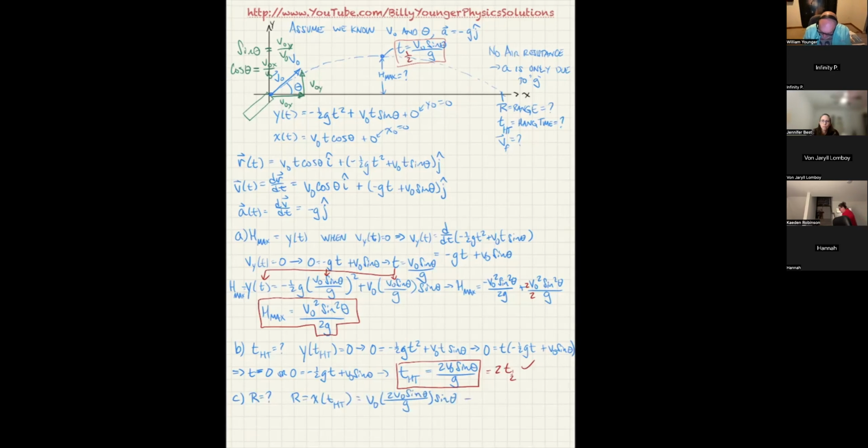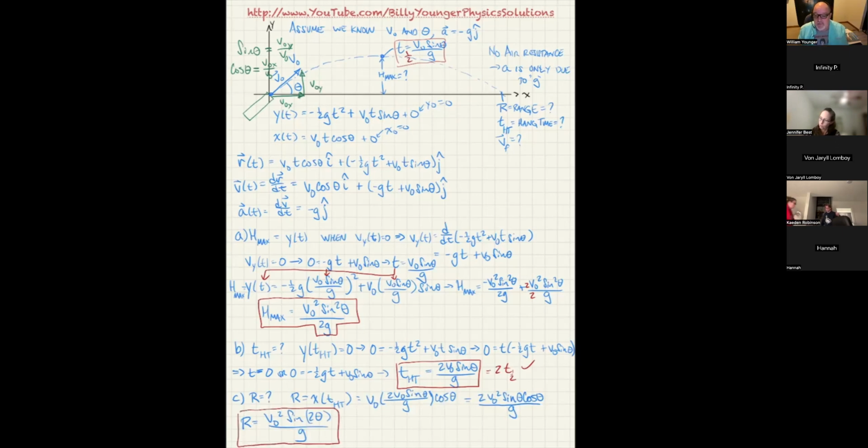So what I get is, of course, 2 V0 squared. Oops, sorry, I made a copying error there. That's not sine theta out here to the side, that's cosine theta, because remember the x of t has V0 t cosine theta. So this is going to be 2 V0 squared sine theta cosine theta, all that divided by G. Well, it turns out that 2 sine theta cosine theta is in fact equal to the sine of 2 theta. So I'm now going to say R is equal to V0 squared sine of 2 theta over G. And that's our range equation.